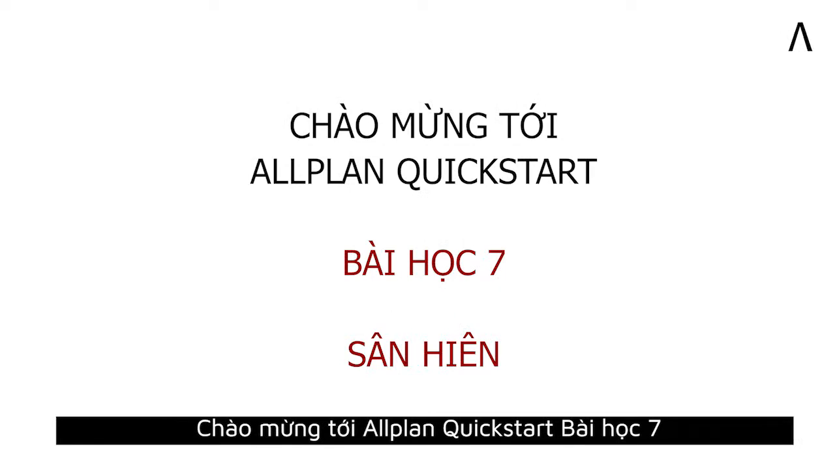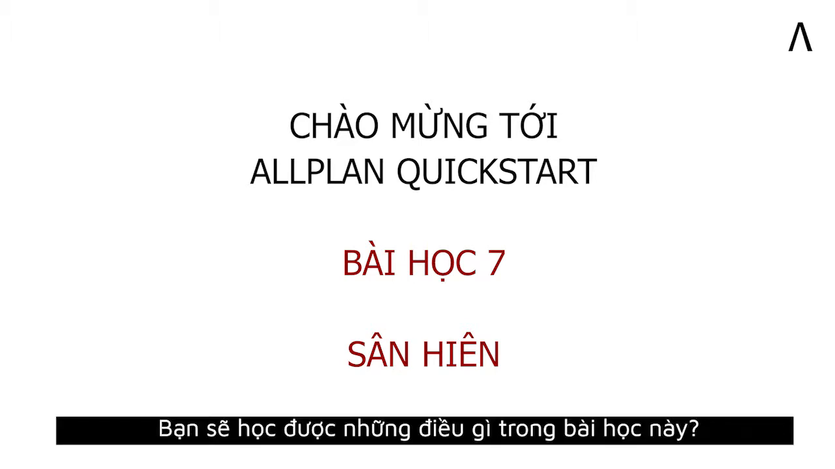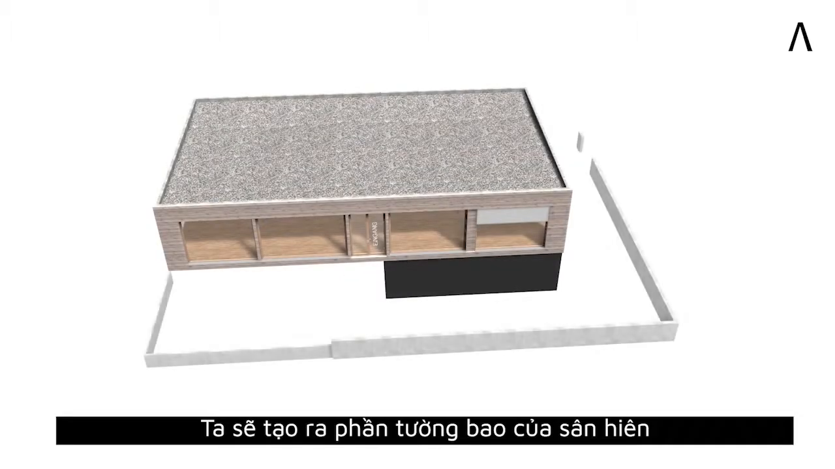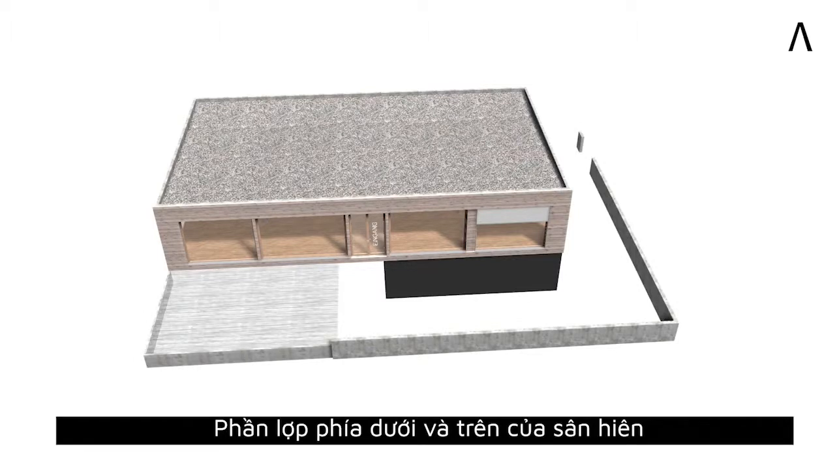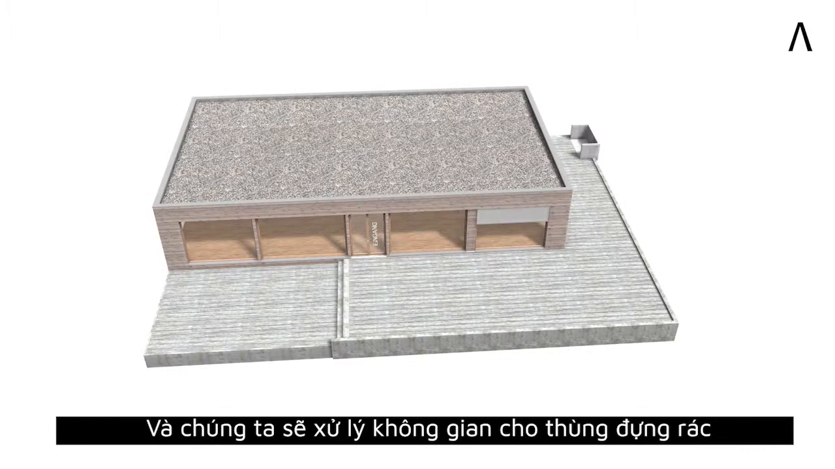Welcome to the Allplan Quickstart Lesson 7, in which we will now create some terrace components. What should you expect from this lesson? In this lesson, we're creating the terrace boundary walls, the terrace covering on the bottom and at the top, 2 stairs, and we take care of the space for the rubbish containers.